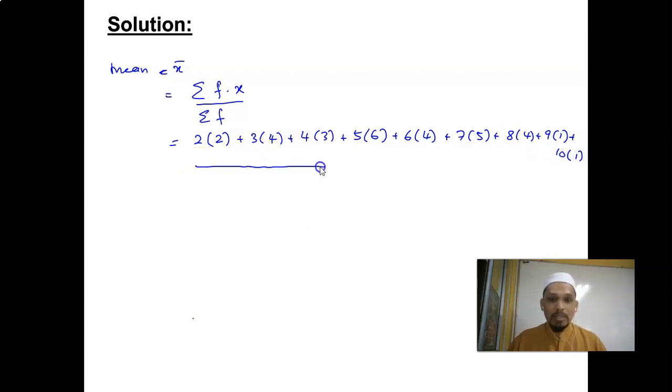And all of this divided by the number of students, which is 30 of them. Use your calculator, divide by 30, and you'll get the average is 5.6. And the most appearance number, the mark that most students get, which is 5.